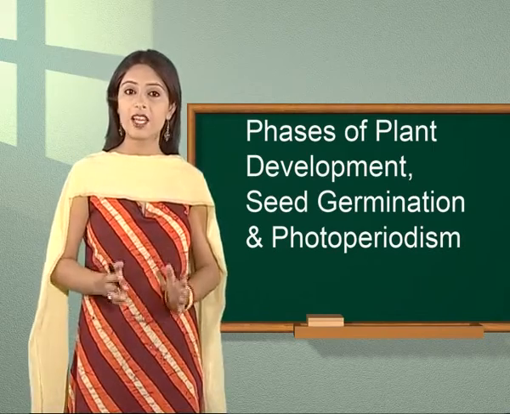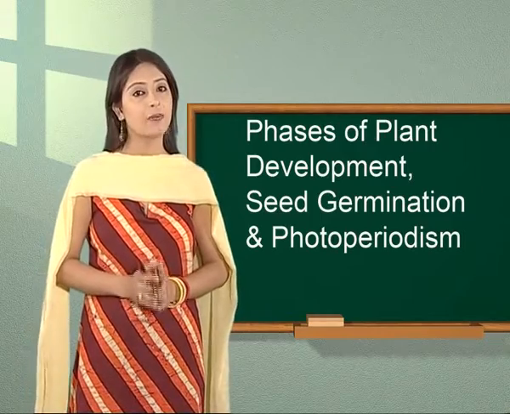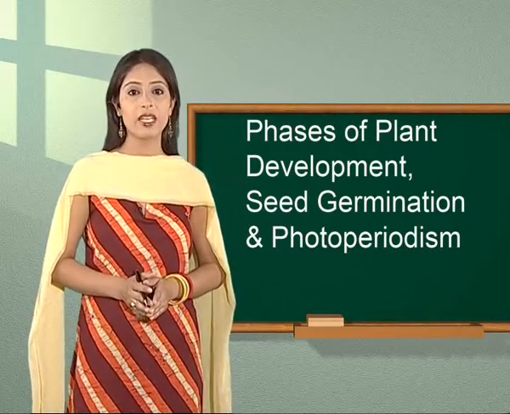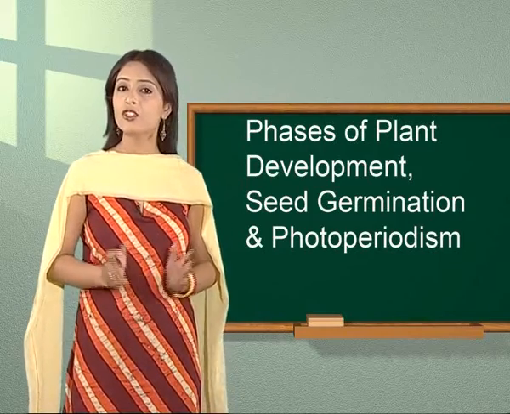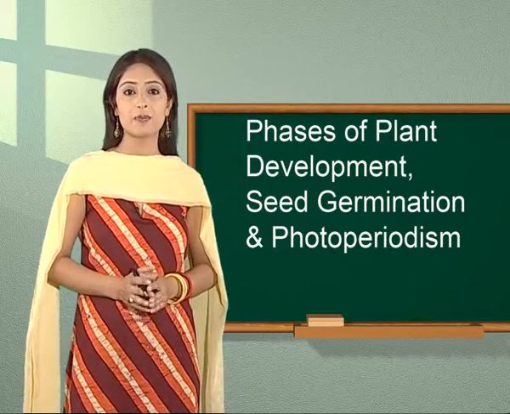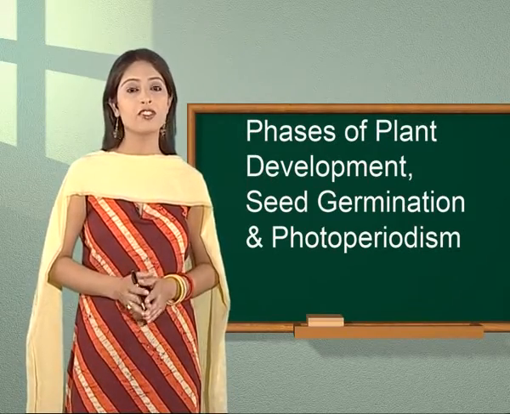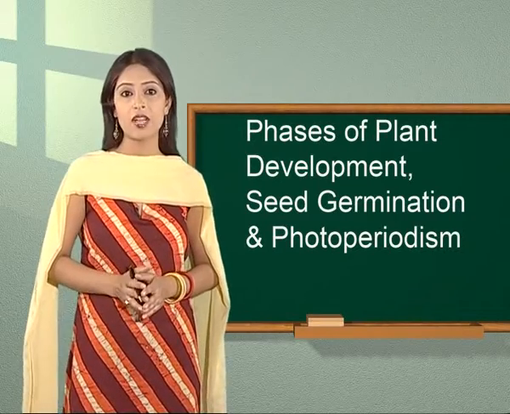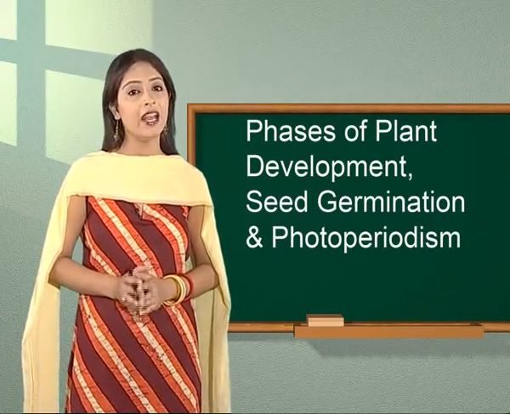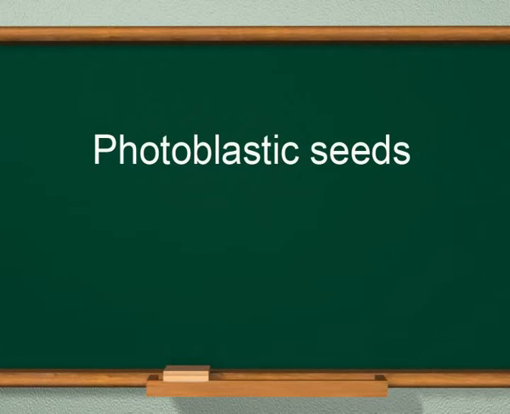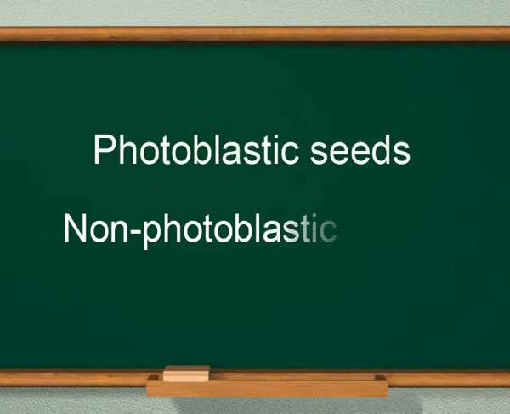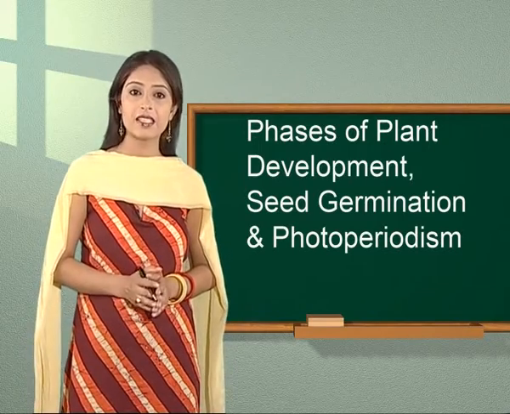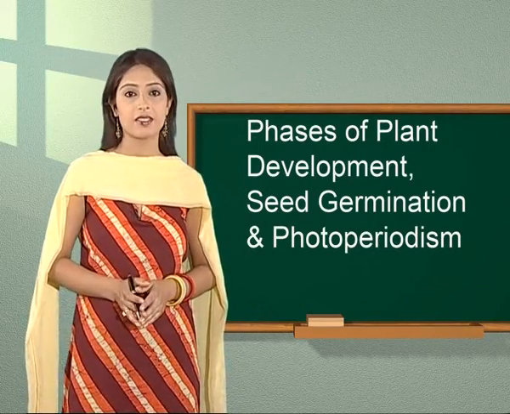Students, in some seeds, such as in the tobacco plant, light is also necessary to trigger the germination of seeds. So plants vary greatly in response to light with respect to seed germination. Seeds which respond to light for their germination are named photoblastic seeds. Non-photoblastic seeds germinate irrespective of the presence or absence of light.